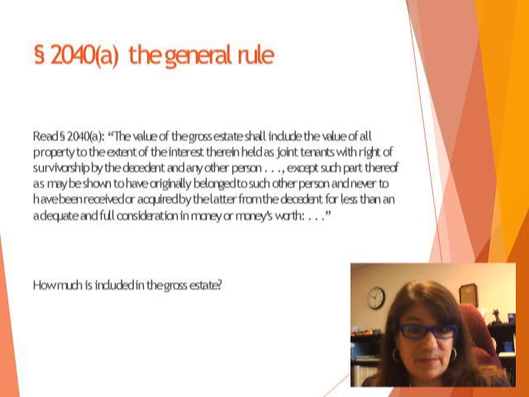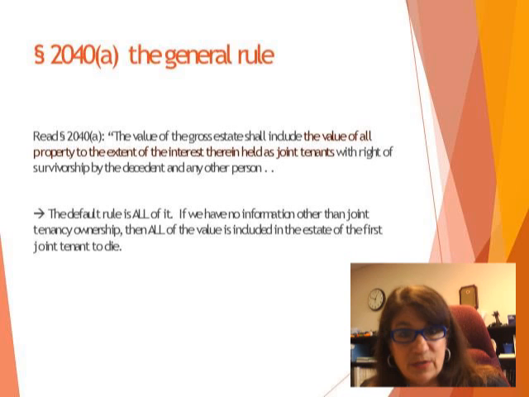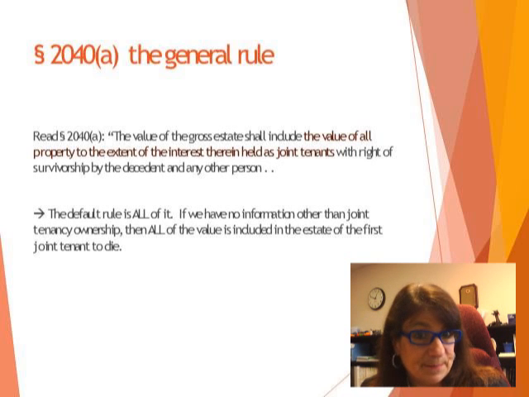So our question is, how much is included in the gross estate? Joint tenant dies, how much is included in the gross estate? All of it. That's the default rule. The value of the gross estate shall include the value. That means the whole value of all property to the extent it was held as joint interests. So general rule, if we don't have any other facts, all of the value is included in the estate of the first person to die.